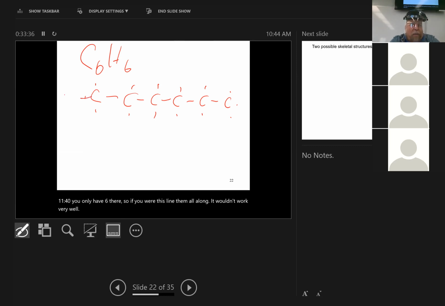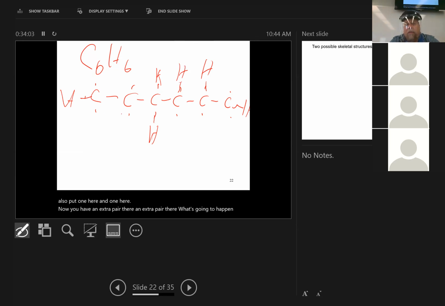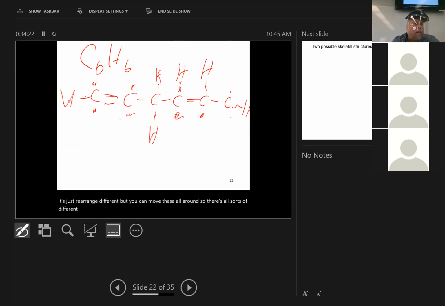So we could start by putting one here, then one on the other side. How many do you have left? 4. So you could put one here and one here, okay? There are all sorts of possibilities. You could also put one here and one here. Now you have an extra pair there, an extra pair there. What's going to happen there? You could get a triple bond that'll use them. And here you can get a double bond. Is it still C6H6? Yes. It's just rearranged differently, but you can move these all around. So there are all sorts of different structures. This is just one of the isomers you have.